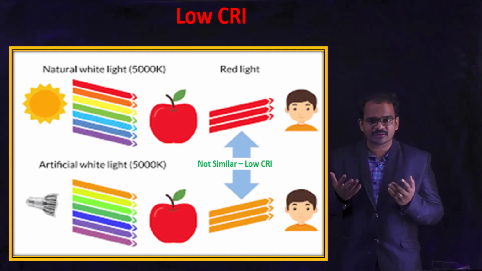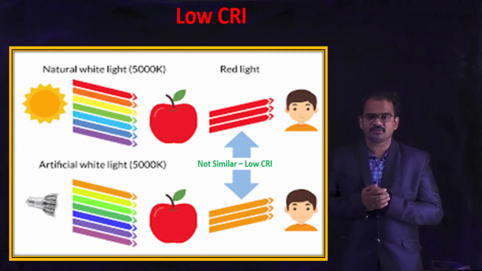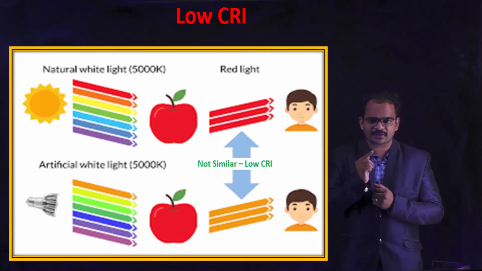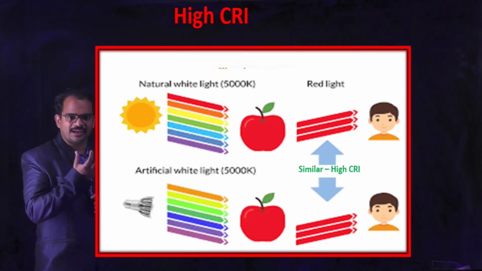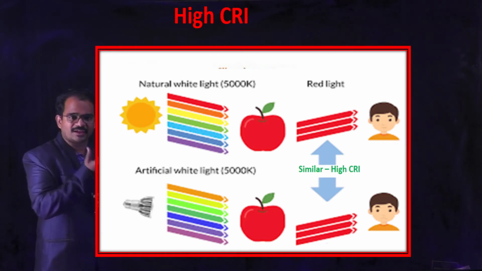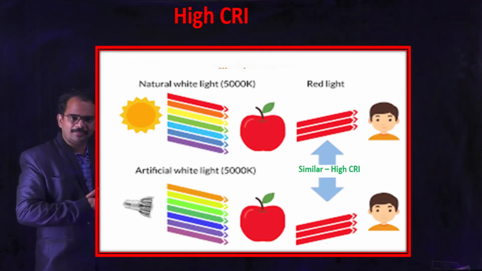So what can you conclude from this? This light source has a low color rendering index, so it is not good at faithfully reproducing the actual color of an object. Now let's talk about high color rendering index. With the same example, I take an apple and make white light or natural light at a color temperature of 5,000 Kelvin fall on this apple, and the apple reflects the red light, and that is the way the apple looks red in color to an observer.